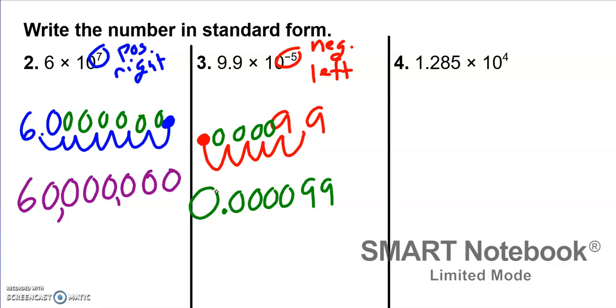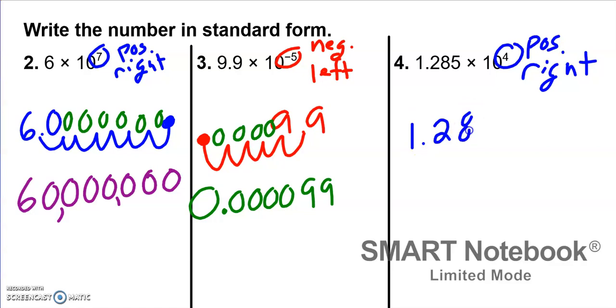All right, number 4, we have 1.285 times 10 to the 4th. Is our exponent positive or negative? Hey, nice, exactly, it's positive. So that means we're going to be going left or right? Correct, we're going to the right. So we're going to start out with 1.285, and we have to move that decimal 4 positions to the right. So we go 1, 2, 3, and 4.